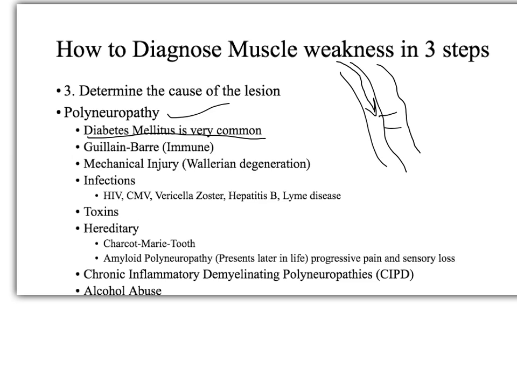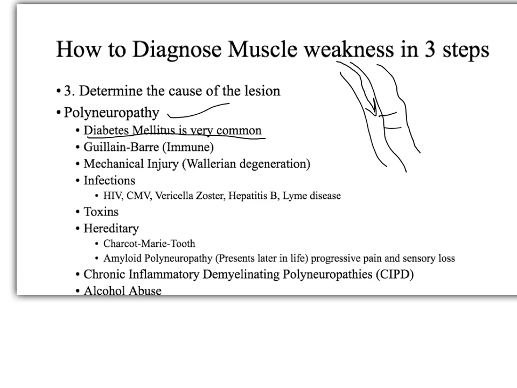There's infections. Infections can cause peripheral neuropathy: HIV, CMV, varicella zoster, hepatitis B, and Lyme disease. And that's just the more common ones. The list is larger than that. There's toxins. There are several toxins that can cause it. Like I said, there's a chart in the study guide. Look, it's nothing but the toxins that can cause peripheral neuropathy and their patterns.